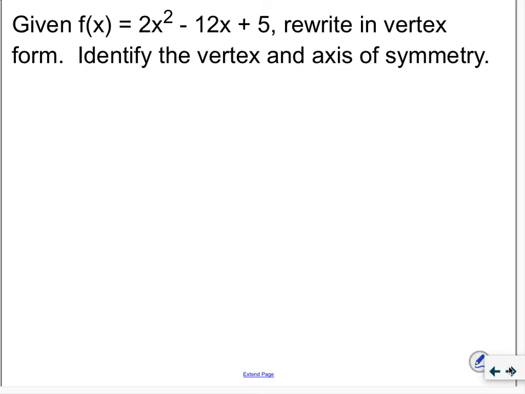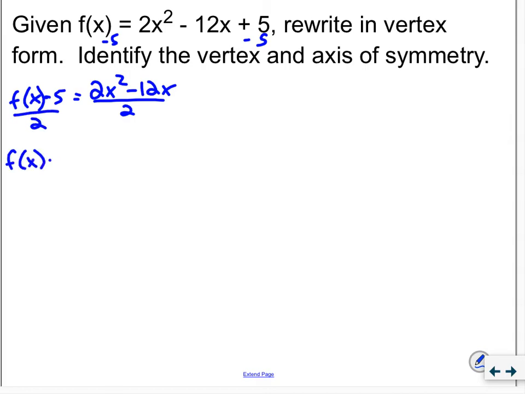So first, let's start by subtracting the 5. I'm going to try to write a little bit smaller here. f of x minus 5. And now I've got to get rid of that 2, right? So we're going to divide everything by 2. So I just get this ugly thing over here: x squared minus 6x.